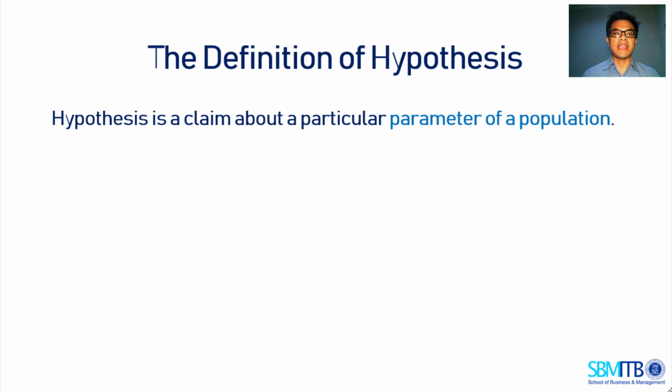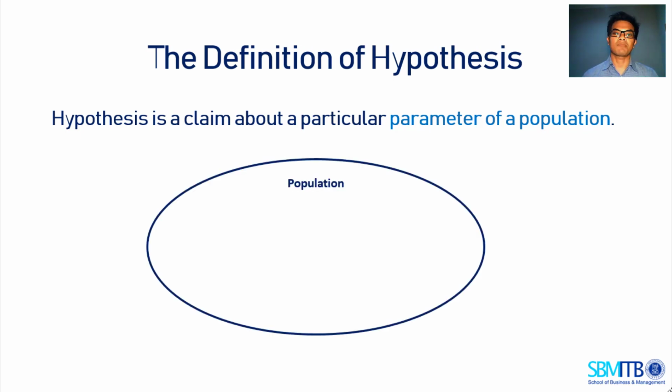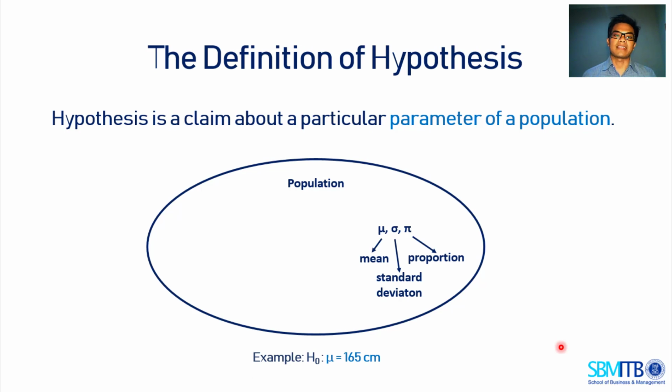Hypothesis is a claim about a particular parameter of a population. Say we have a population of Indonesian citizens, and we would like to describe the population in terms of its height. We can state several parameters to describe the population, such as the mean of Indonesian citizens' height, standard deviation, proportion, and so on.